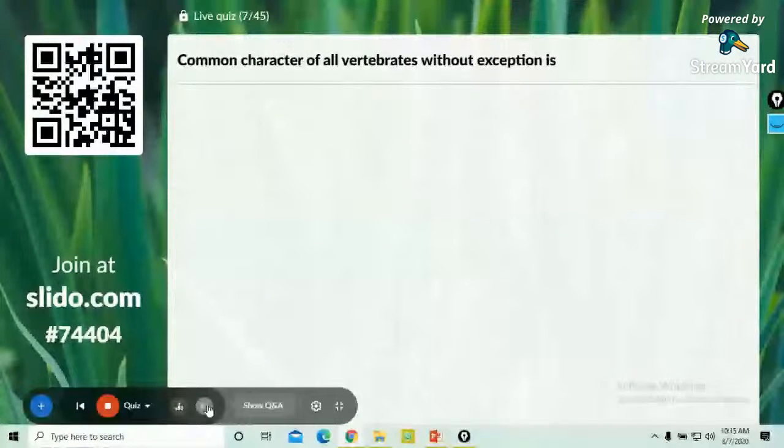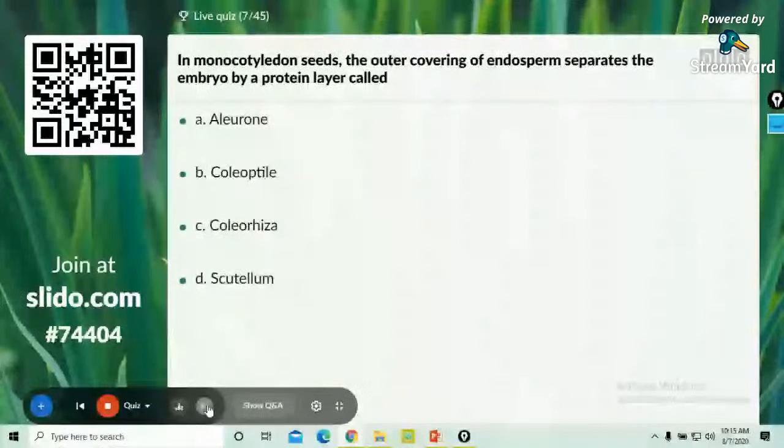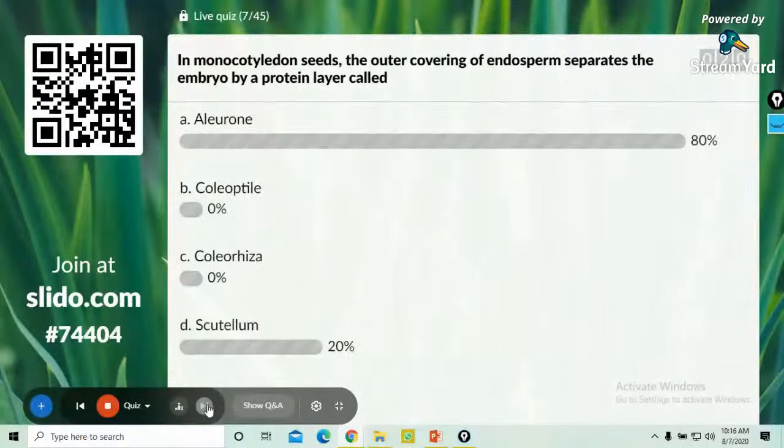Seventh question on the screen. In monocotyledon seeds, the outer covering of endosperm separates the embryo by a protein layer called? Option A, aleurone layer. B, coleoptile. C, coleorhiza. And option D, scutellum. Simple question. The outer covering that separates the embryo and the endosperm. 80% with the aleurone layer, which is the correct answer for the question.